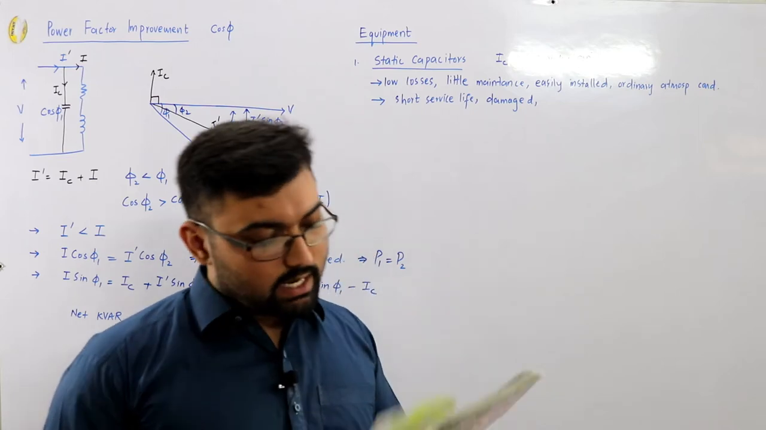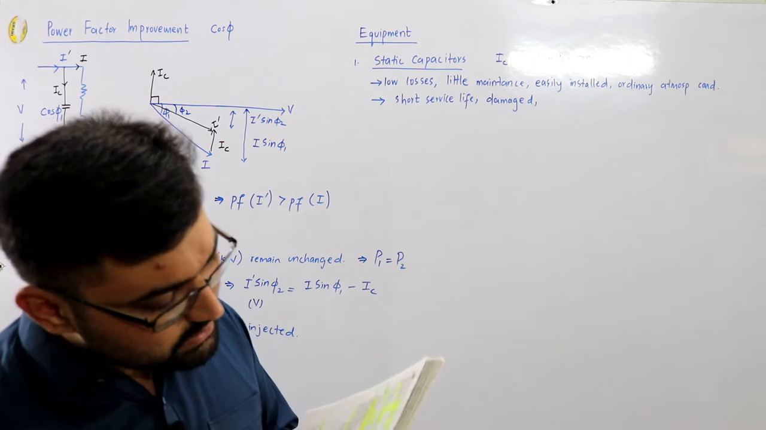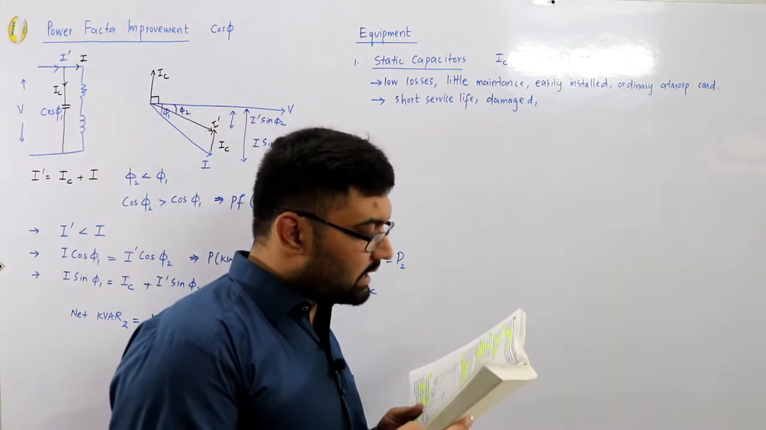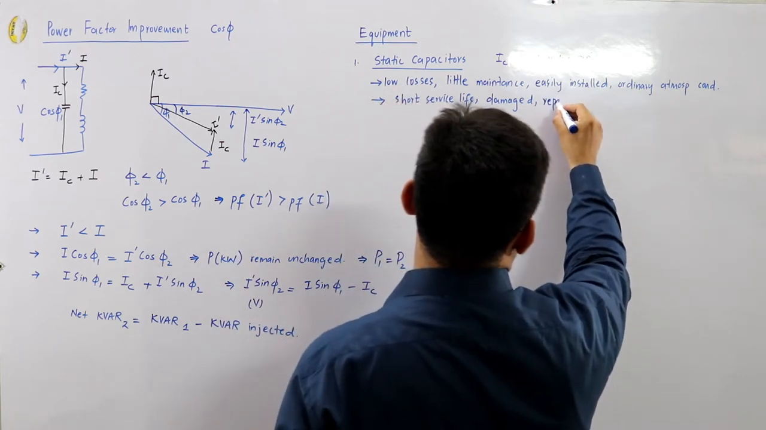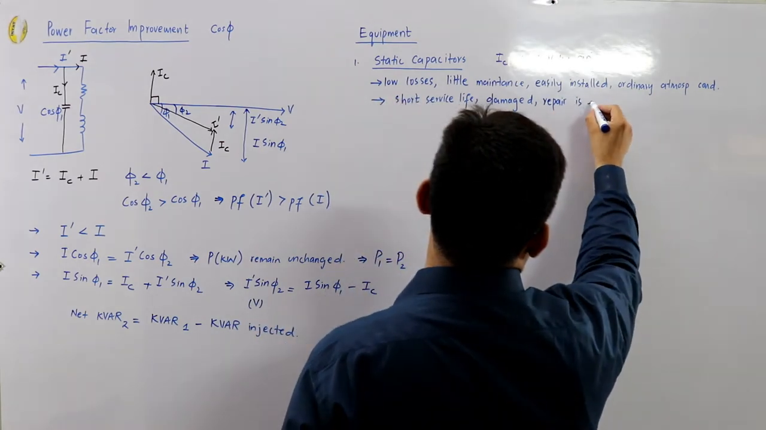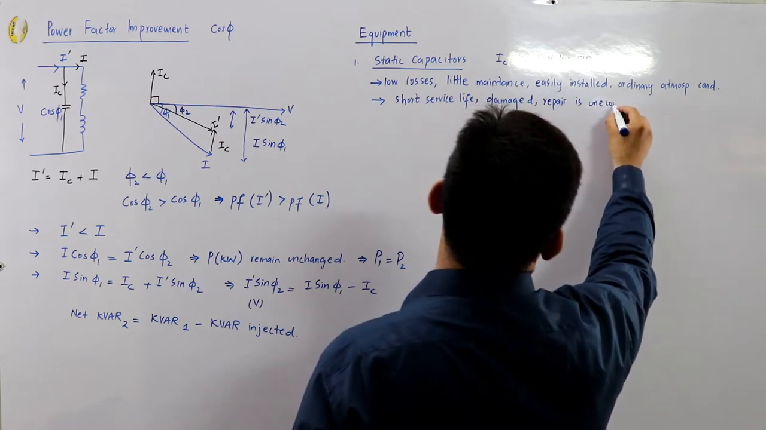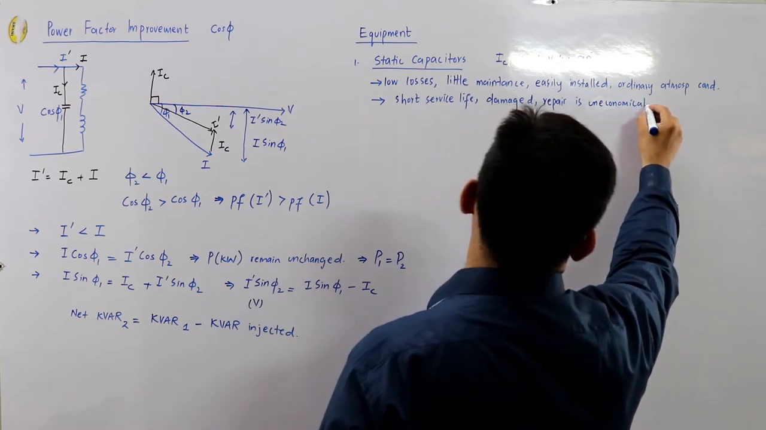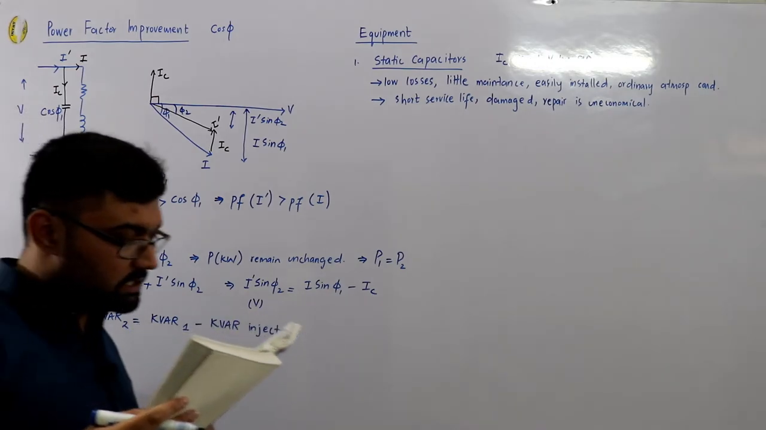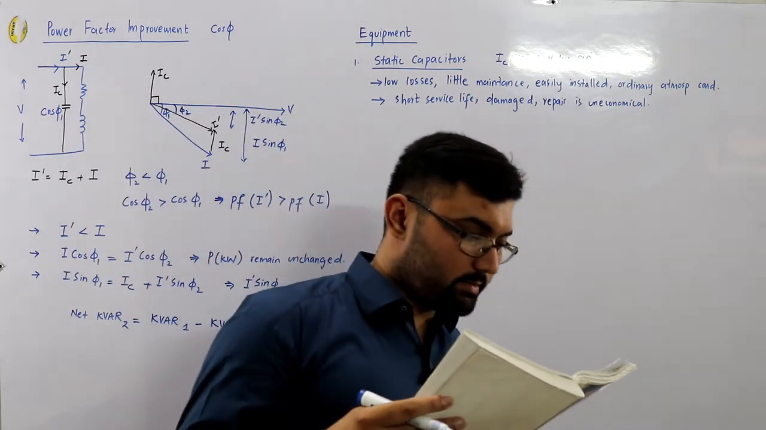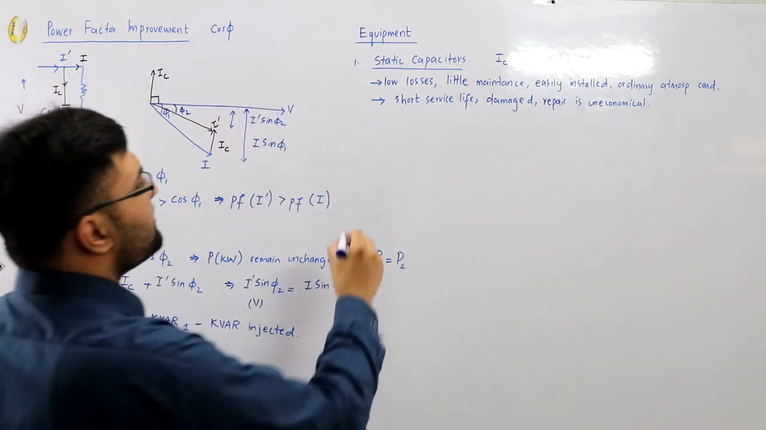And the third, as written over here, is that once the capacitors are damaged, their repair is uneconomical. Which means you have to completely remove it and install a new one. They cannot be repaired. Repair is highly uneconomical, so you just put a new one over here. So this one is for the static capacitor.